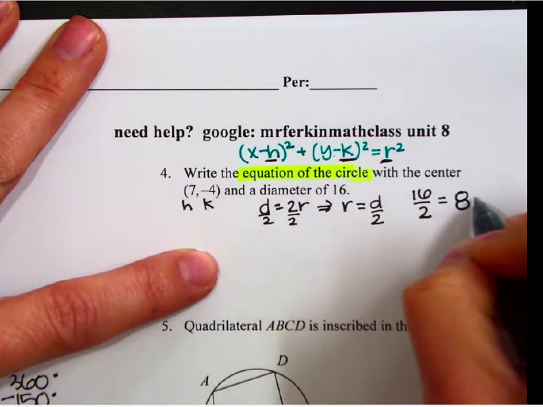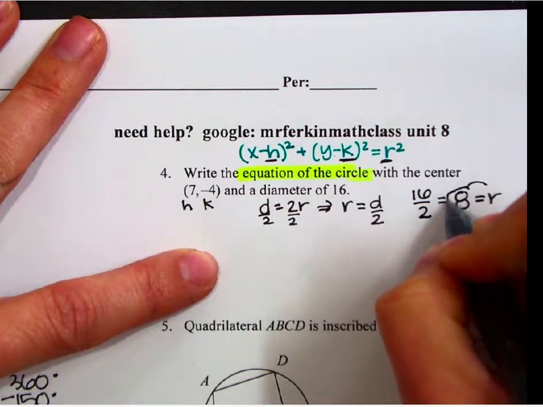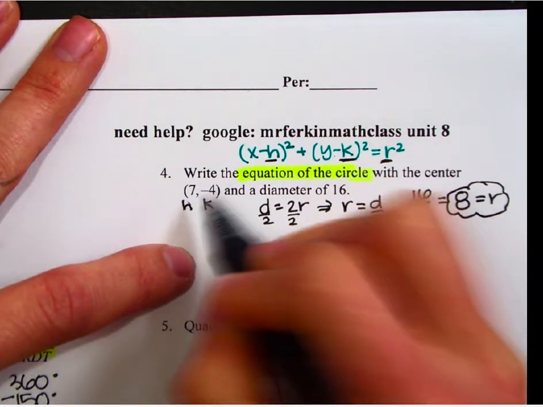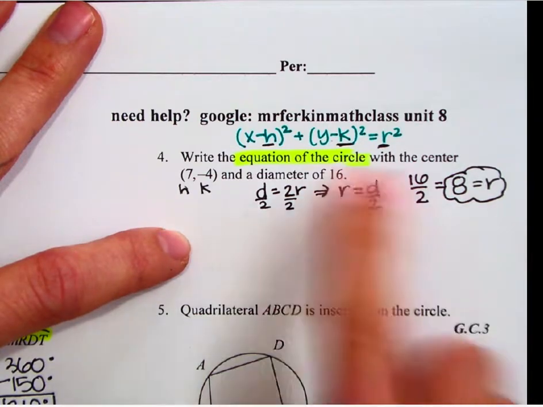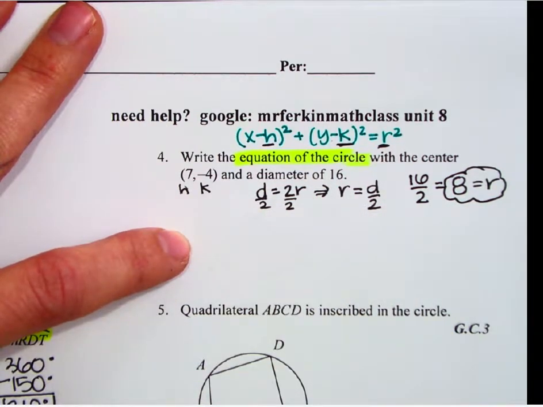The radius is 8. We're going to be plugging that into the formula with this ordered pair, but make sure we use the radius of 8. The radius is half of the diameter. Okay, so here it is.